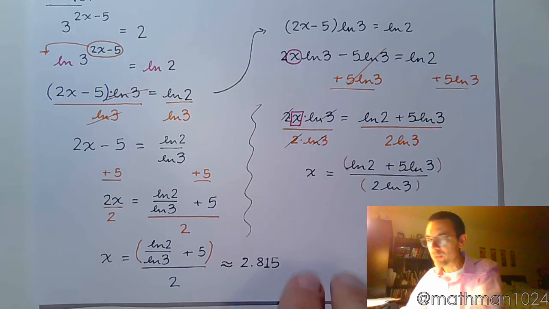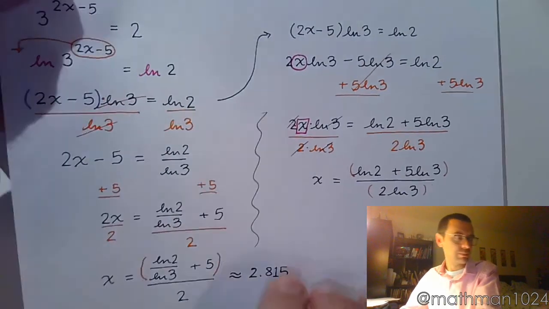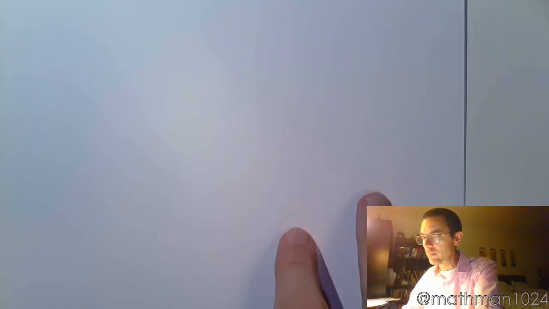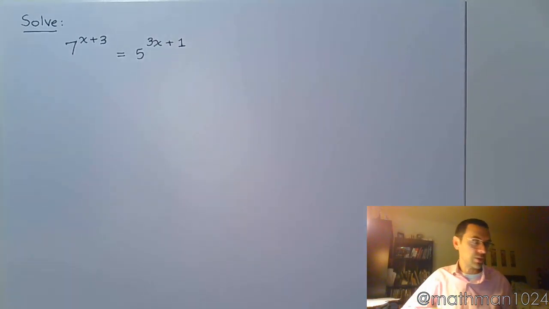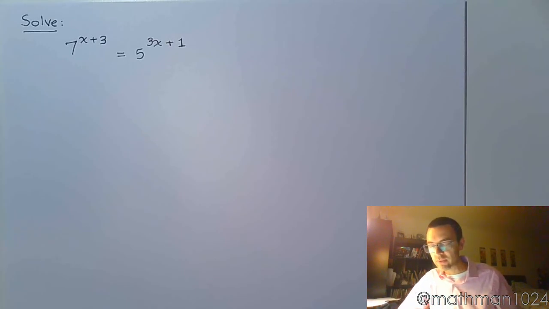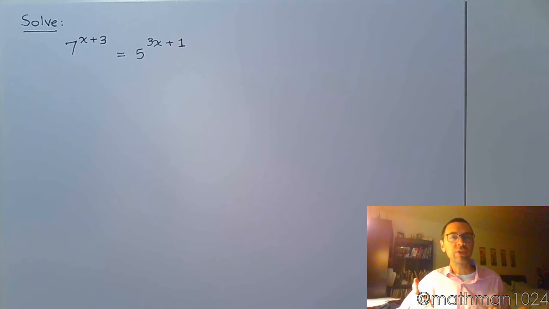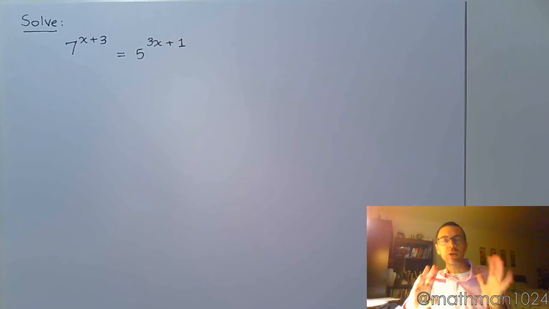All right, now let's see what happens when these guys get a little bit more complicated. So let's look at solving 7 raised to the x plus 3 equals 5 raised to the 3x plus 1. And again, 5 and 7 don't have a common base, so we're going to have to take the natural log of both sides, or whatever log you want.